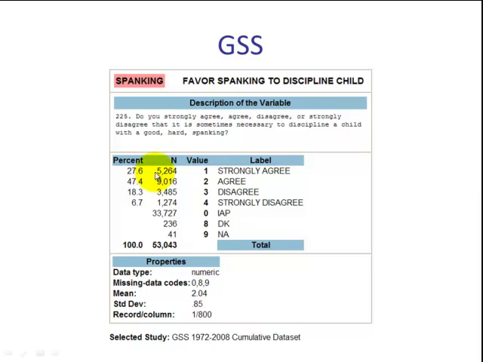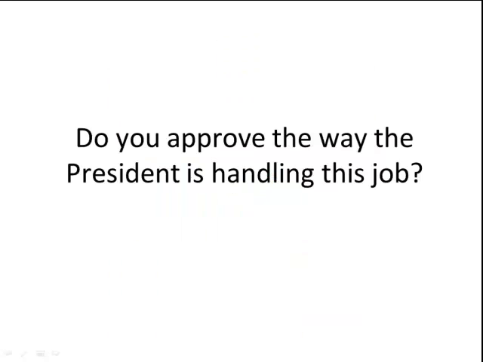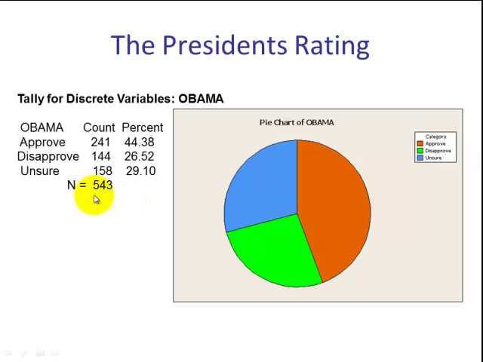So if we were to take 5,264 and divide it by the total, we get 27.6%. Do you approve of the way the president is handling his job? If we look at the student survey data, we see out of 543, 241 approved. So that is another example of a sample proportion.